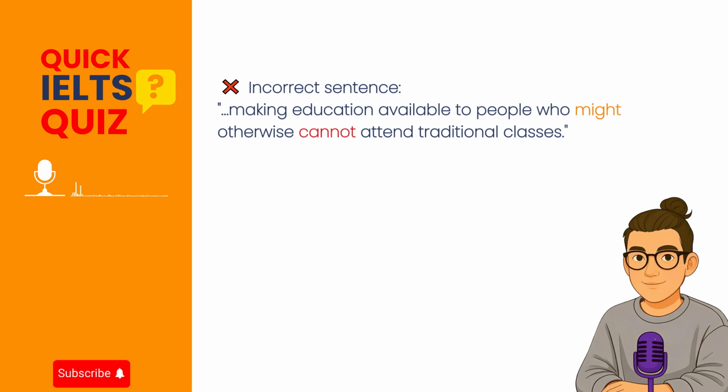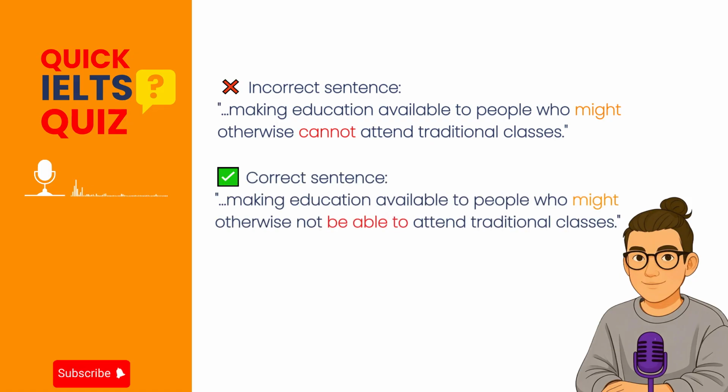The problem here is that might is already a modal verb, and cannot is also acting like one. In English, you cannot use two modals together. After might, we need to use the base form of the verb, be able to, instead of cannot. Never put two modals together in a row. Alright, now let's check out error number 3, a very common mistake with prepositions that often sneaks into IELTS writing.